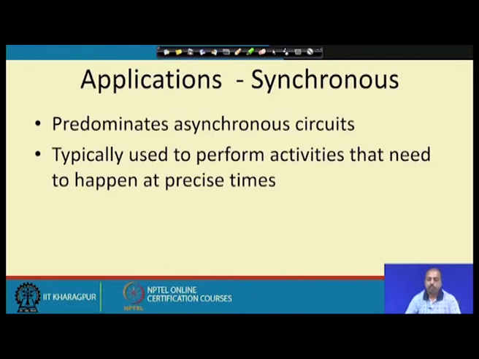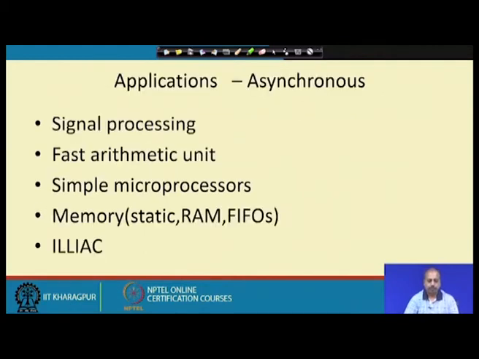They are typically used to perform activities that need to happen at precise times. For example, if there is a conveyor belt on which items are moving, there may be a robotic hand picking up the items from the belt at regular intervals of time. All these examples lead to synchronous sequential circuits.